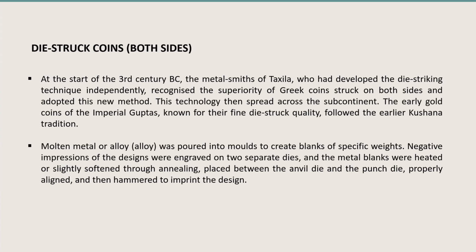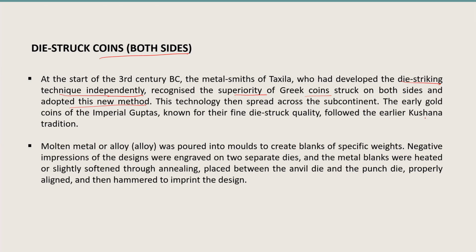Die struck coins, both sides. At the start of the 3rd century BC, the metal smith of Takshashila, who had developed the die striking technique independently, recognized the superiority of Greek coins struck on both sides and adopted this new method. This technology then spread across the subcontinent.